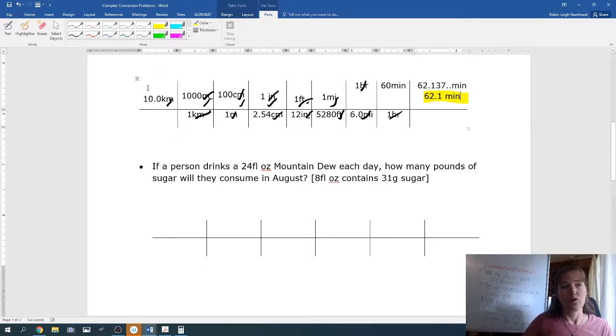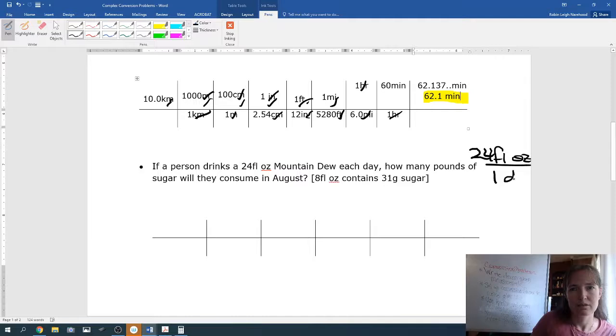And so what we're looking at, if you see this 24 fluid ounces of Mountain Dew each day, this actually is a conversion factor, because it's the relationship between a container of Mountain Dew and a day. And so this is not a measurement. This is a conversion factor. And so the first thing that you see is the 24 fluid ounces per 1 day. So that's actually a conversion factor.